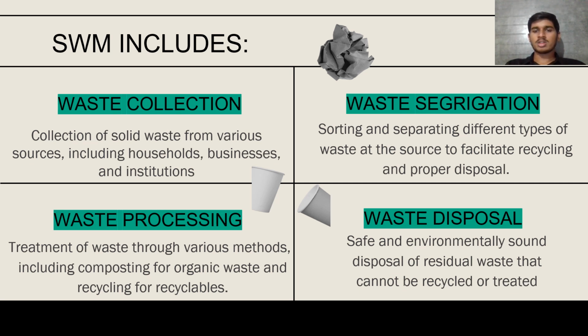Waste segregation is sorting and separating different types of waste at source to facilitate recycling and proper disposal. Separating the waste based on size and components helps in proper disposal of waste. The next step is waste processing, treatment of waste through various methods including composting of organic waste and recycling of recyclables. Waste processing also helps in segregating waste and disposing of it in such a way that it doesn't affect the environment.